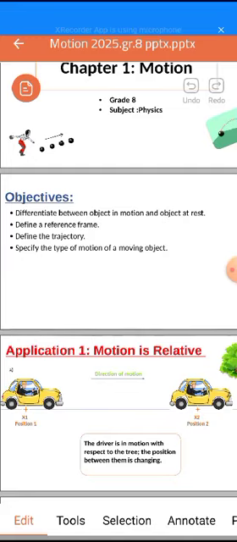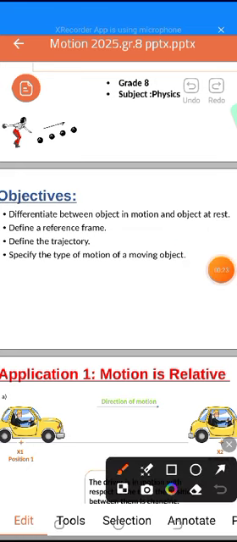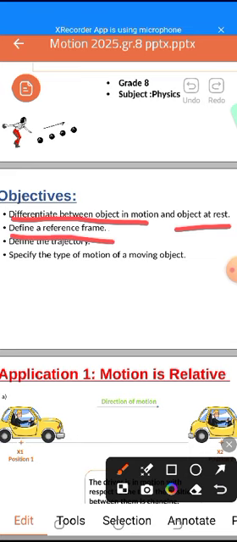Here in slide 2 appear the chapter's objectives. Today we're going to take the first two objectives. The first one: differentiate between an object in motion and an object at rest. We're going to see today how to differentiate between an object at rest and an object in motion. And the second objective is we want to define something called a reference frame, and it's a new word to us. So first, let's start with the word motion.